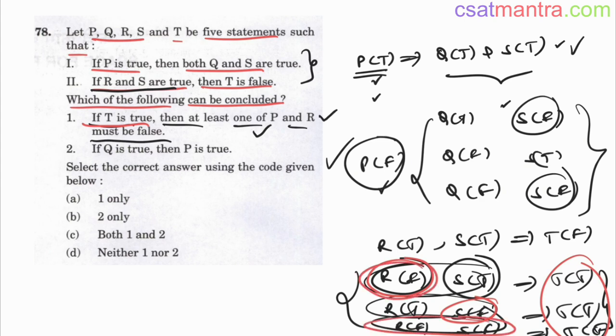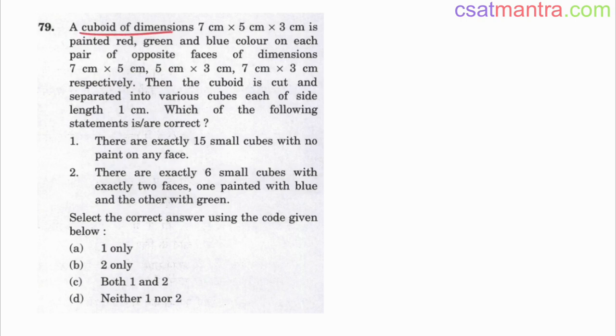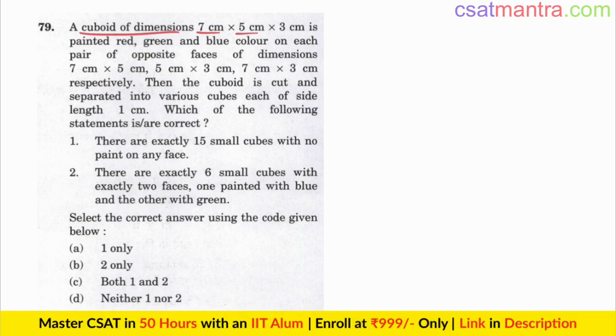If R is false, this statement is true. If S is false, then P is false. This statement is true. If Q is true, then P is true. We cannot conclude this. If Q is true, P can be false as well. For P to be true, Q and S both need to be true. So answer A.